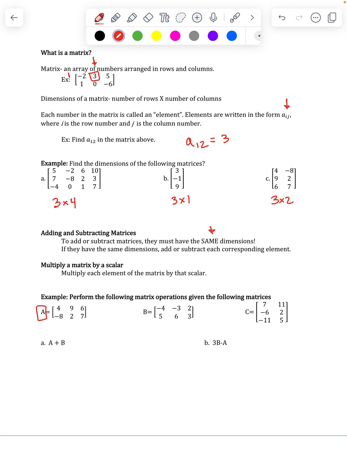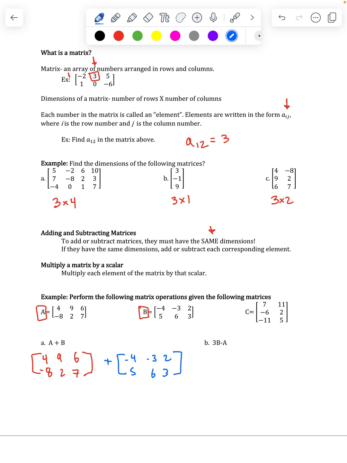A plus B. Now, I think it's going to be useful for us here if I write it out. I'll do A: 4, 9, 6, -8, 2, 7. And then I'll write B just in a different color: -4, -3, 2, 5, 6, 3.